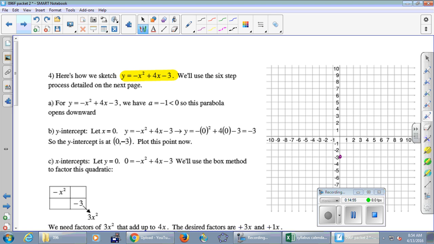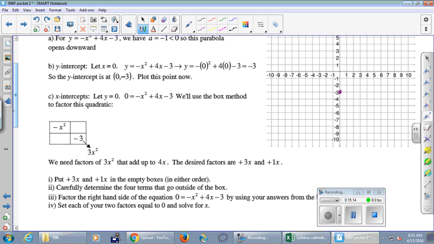Next, part C is finding the x-intercepts. How do we find x-intercepts? We let y equal 0. So if I change the y to a 0, we get 0 equals negative x squared plus 4x minus 3, which is written out right down here.